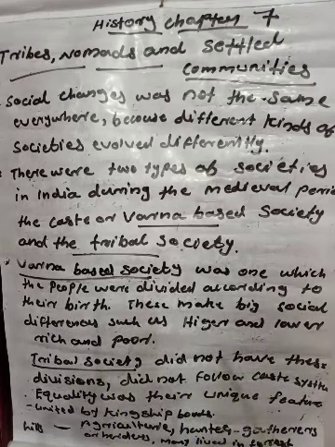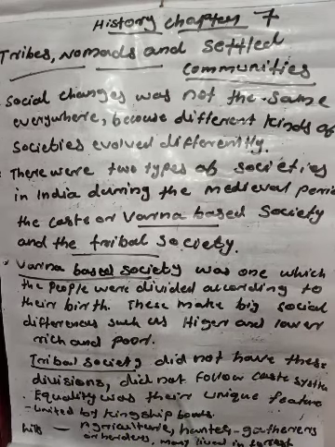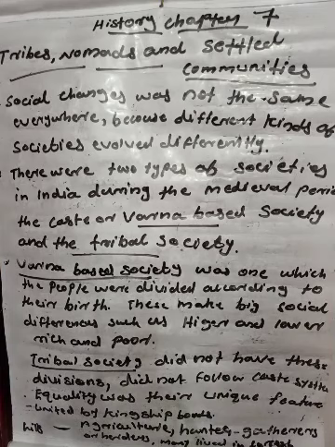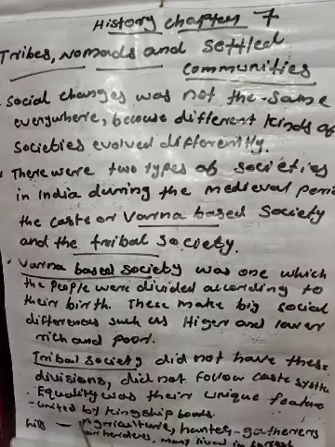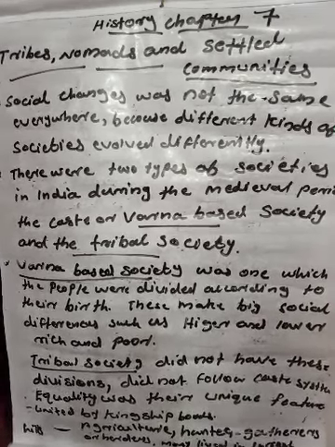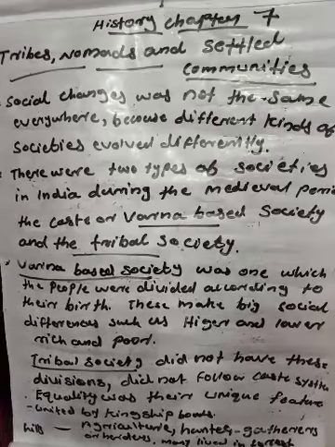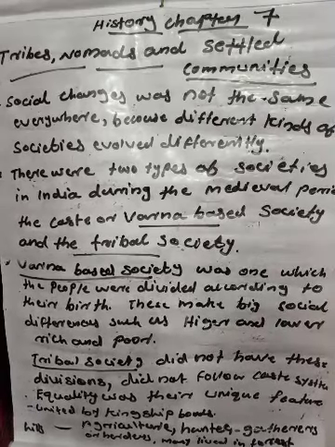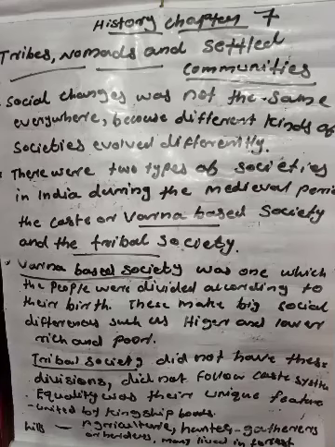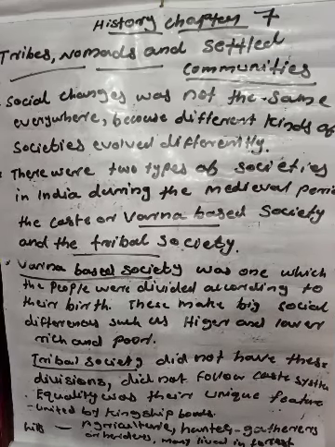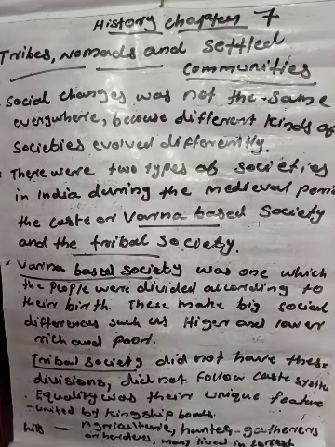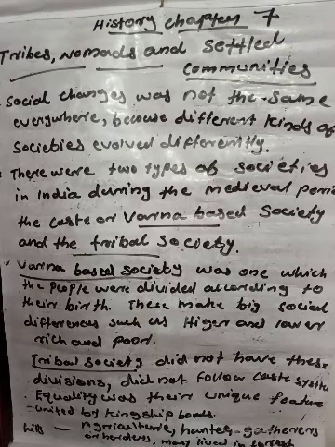Tribal society did not have these divisions and did not follow the caste system. Equality was their unique feature, united by kinship, and their work was agriculture, hunting-gathering, or herding. Okay, many lived in the forest or hill areas or nearby the desert where people can't easily reach. So these are the points. You have to study all these things and read. Okay, thank you for listening to my class.